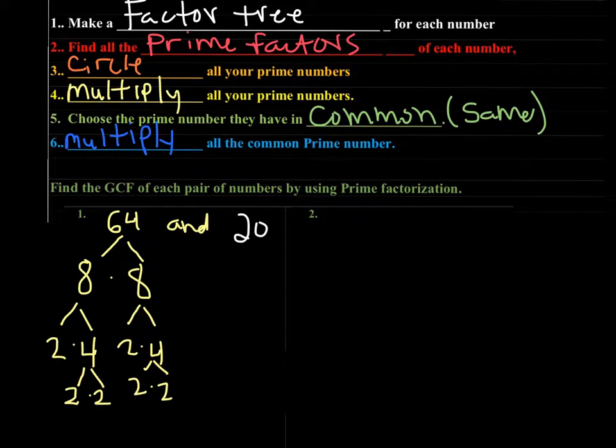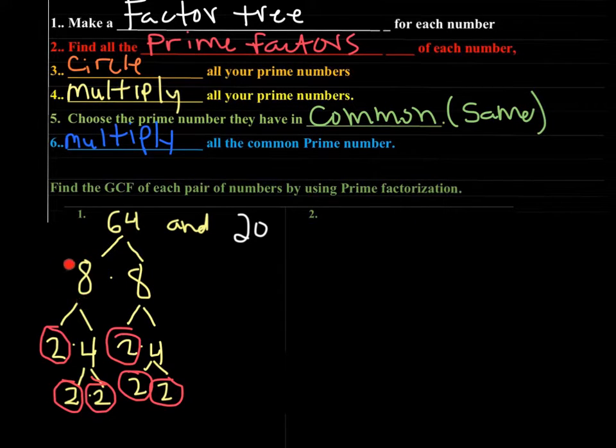So when you get to your prime numbers, what I want you to do is circle all your prime numbers. Only circle them. That's step number 2. Circle all your prime numbers. So this is a prime number. This is a prime number. Prime number. Prime number. Prime number. And prime number. We do not circle the 8 or the 4 because they are not prime numbers.